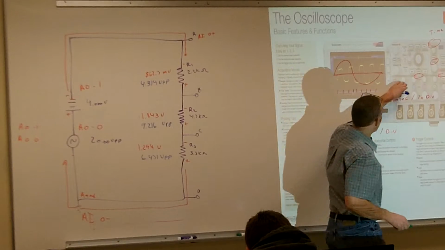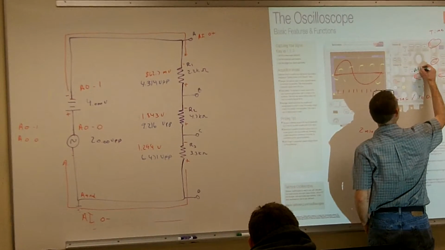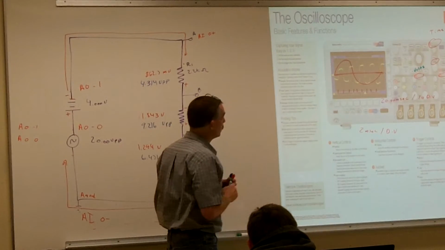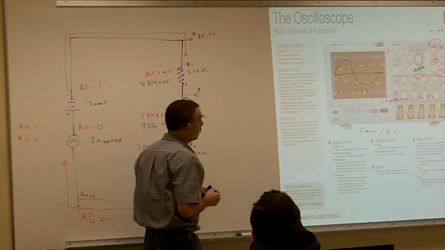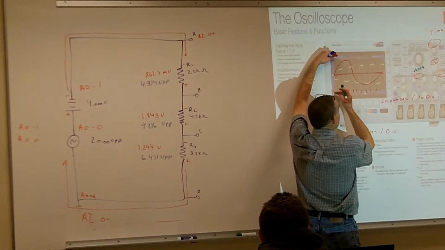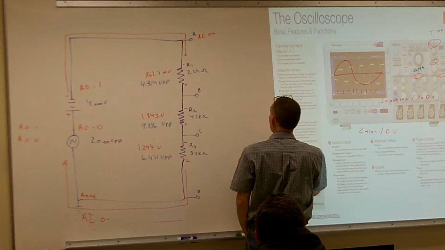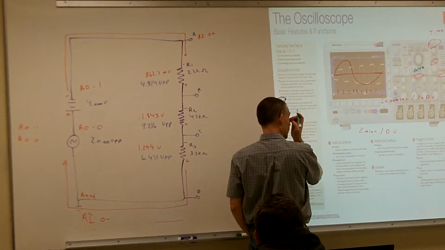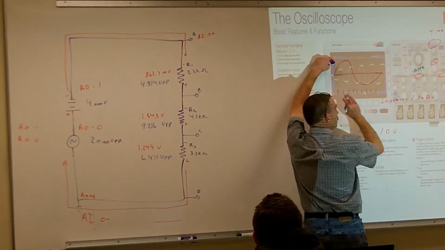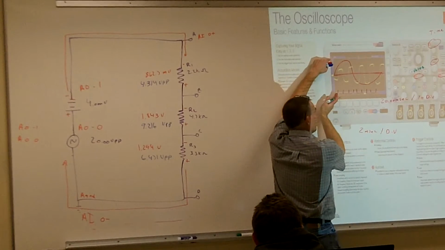My other one then is my vertical position, and this is going to be my voltage. That's going to have my divisions of volts per division, which is going to increase the amplitude of this. Okay? So let's say we'll keep our 20 volts peak to peak. If I want 20 volts peak to peak, then I know that I want to set my units per division to 2 volts per division.